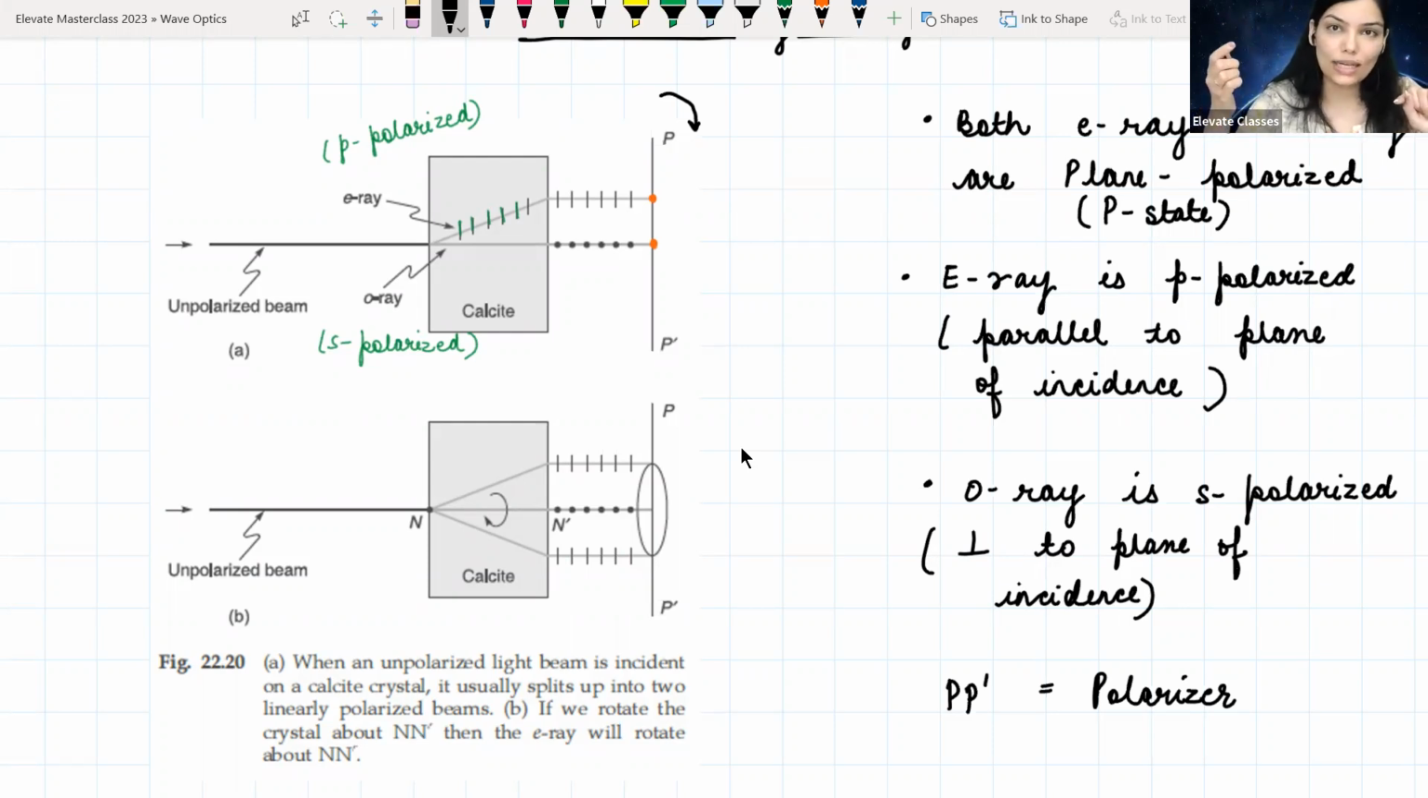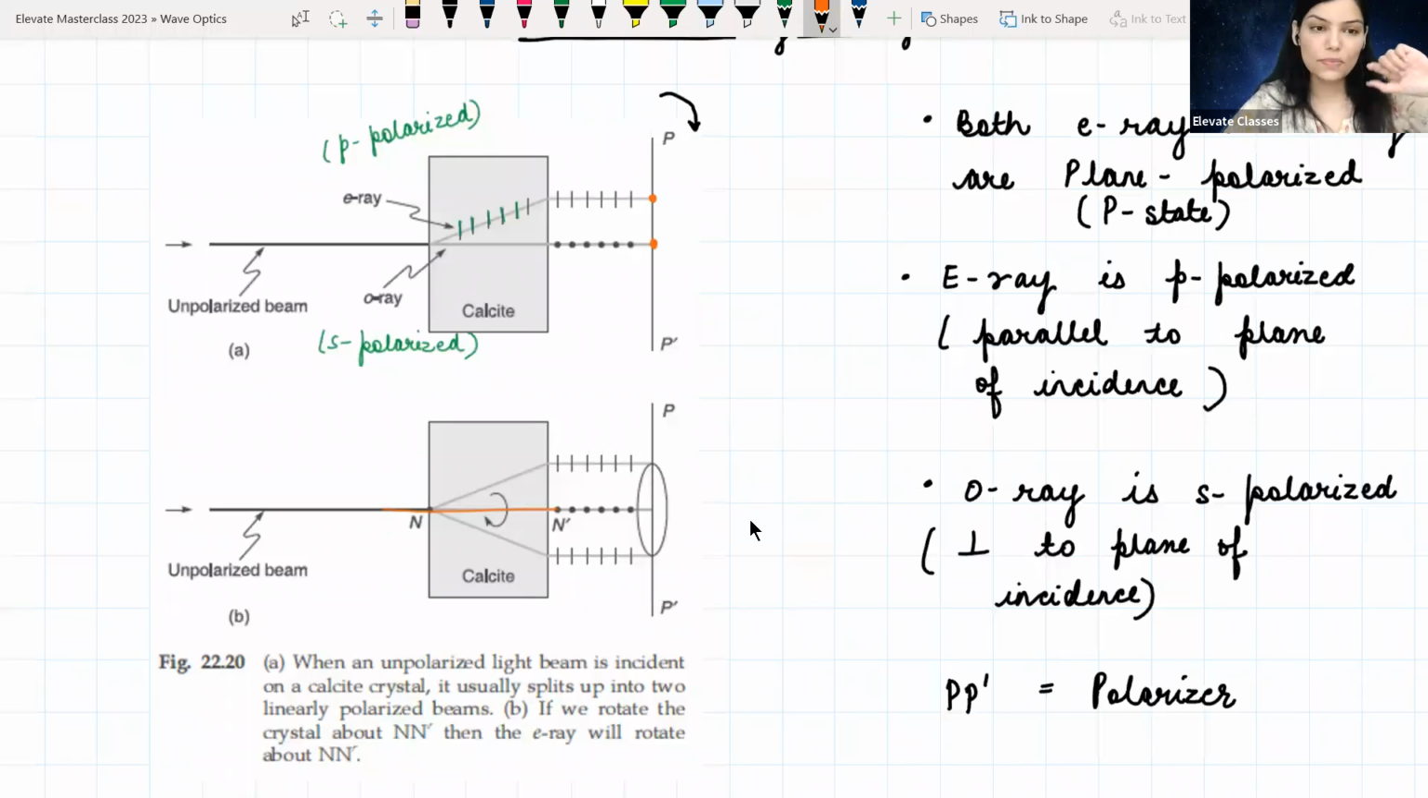So if I already know how the pass axis of the polarizer is aligned, I can also find out the state of polarization, that is, how the E ray is polarized and how the O ray is polarized. But another thing this experiment is showing is in figure B. What have we done there? Forget the polarizer for now, okay? If you see the axis n dash, the calcite crystal itself is rotated about this axis, okay.